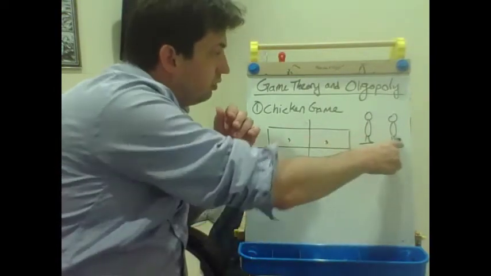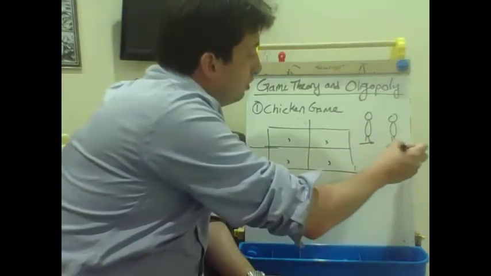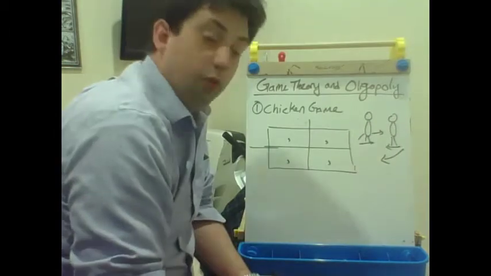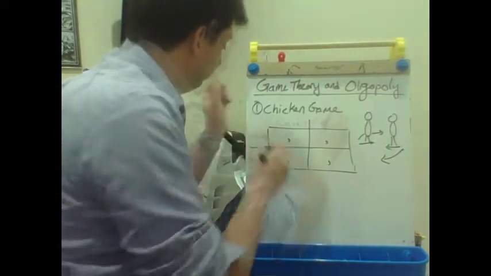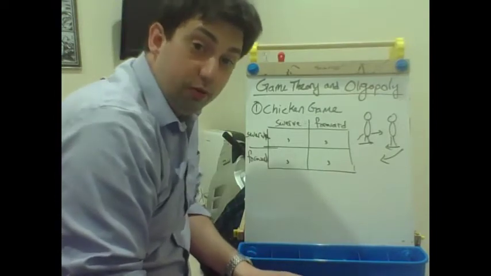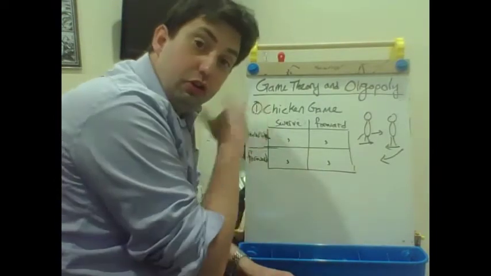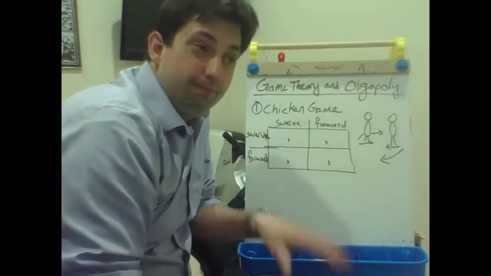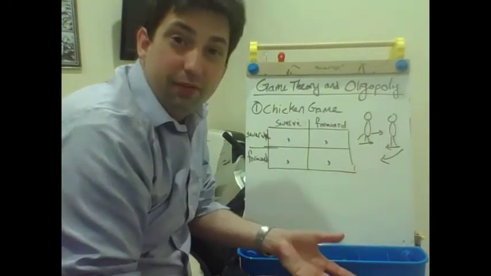These are the two different players. They can either go forward or they can swerve. So each player has two different options. And now what I'm going to do is we're going to go through each one of these cells and we're going to add the payoffs.